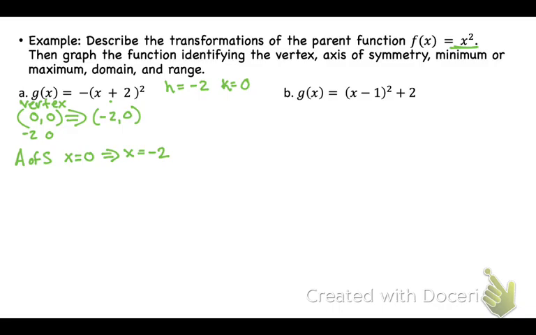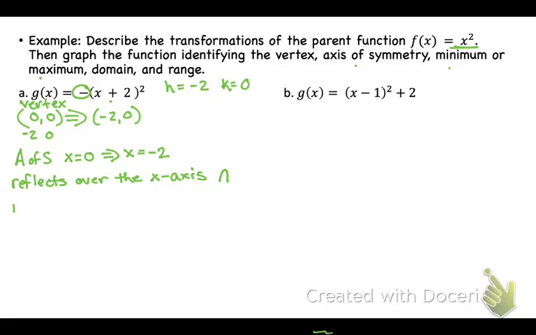Okay, we got vertex, axis of symmetry. Oh, what's this do? That makes it open up down. Opens down so it reflects over the x-axis, right? Yeah. So if it reflects over the x-axis, do I have a minimum or a maximum? Maximum. I have a maximum because it looks like this, yes?